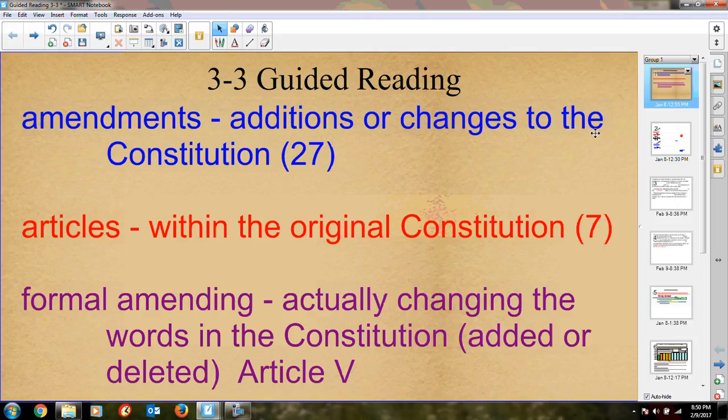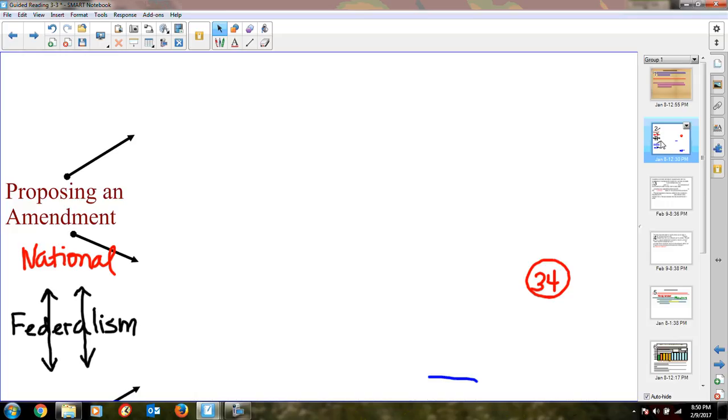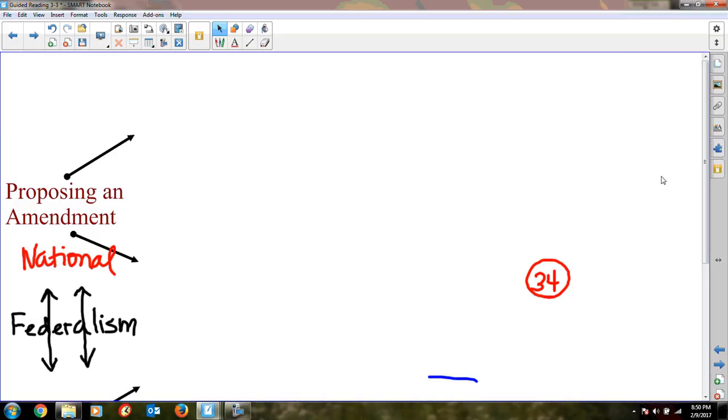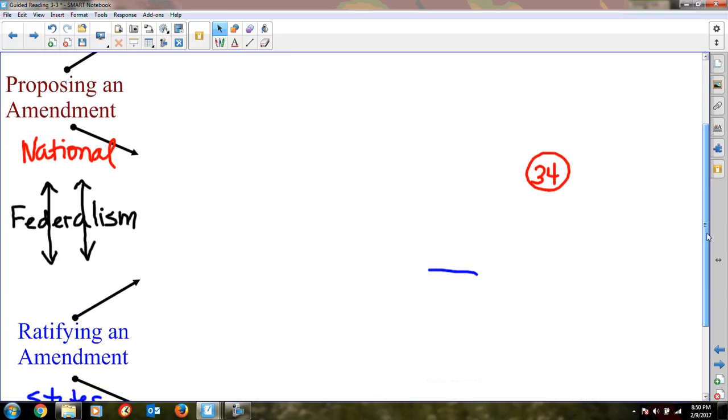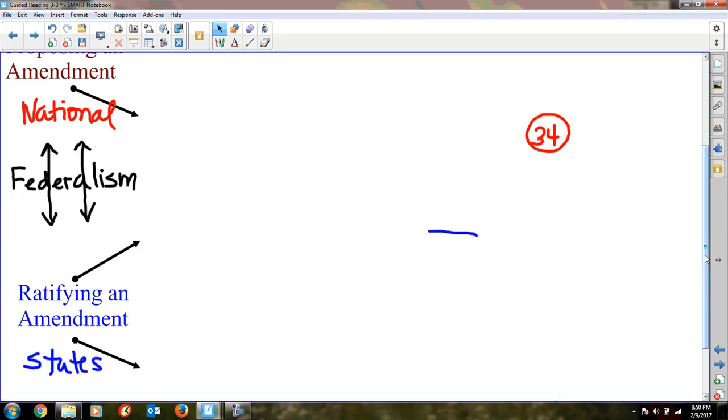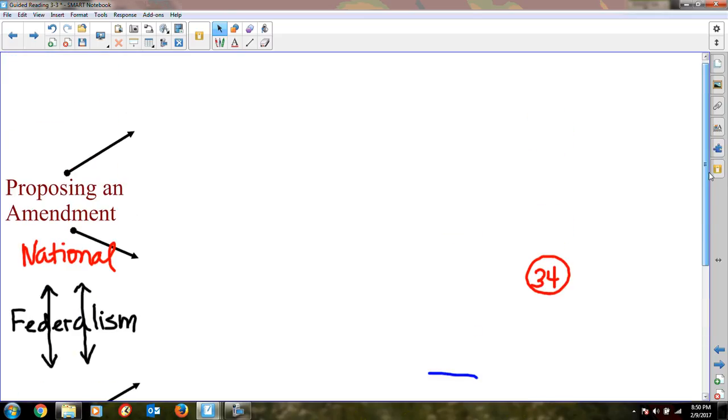So if you look at your guided reading at the top, we're going to talk about first proposing the amendment and then ratifying the amendment. If you take a look at your chart and over to the left, you're going to see that proposing the amendments is done at the national level, and ratifying or approving it is done at the state level. It is about the most perfect example of federalism that there is. So at our national level, they get to suggest what we would add to the Constitution, but ultimately it is the state's responsibilities to approve it.